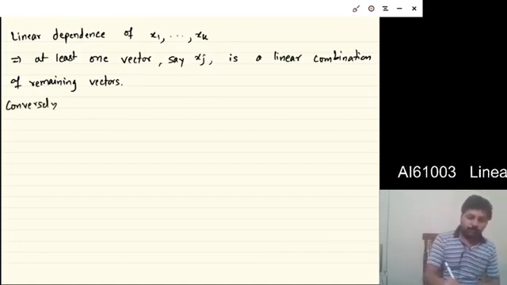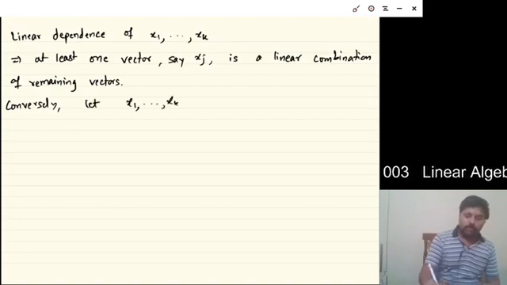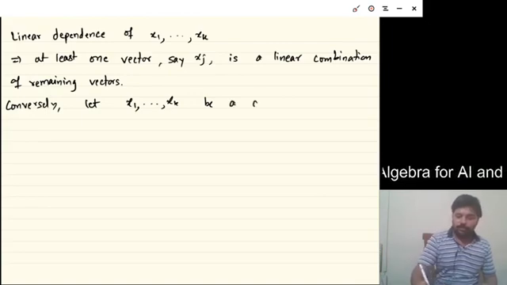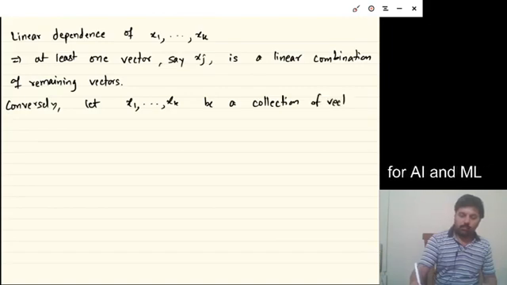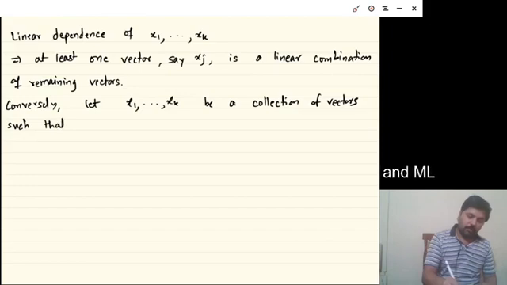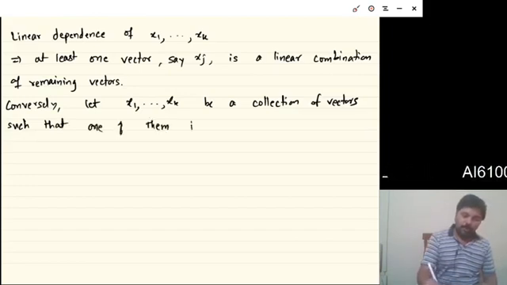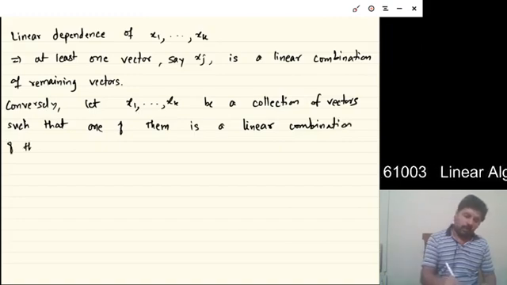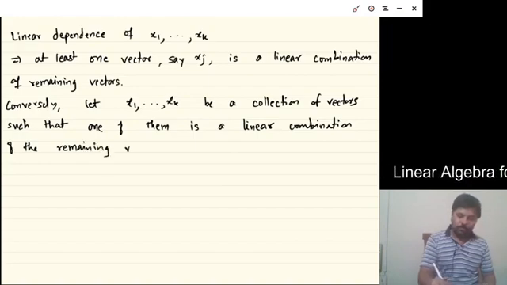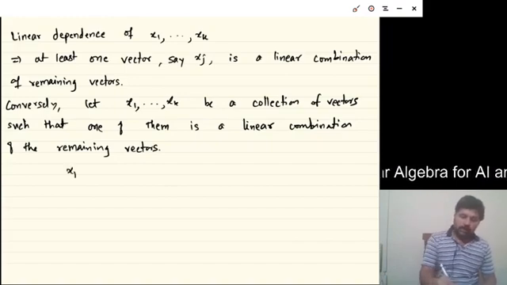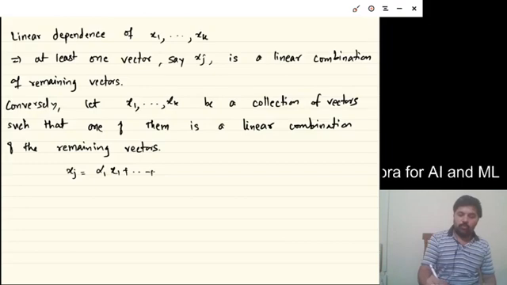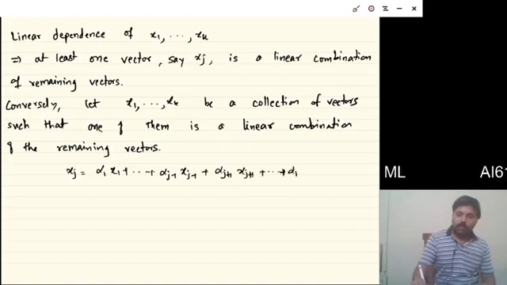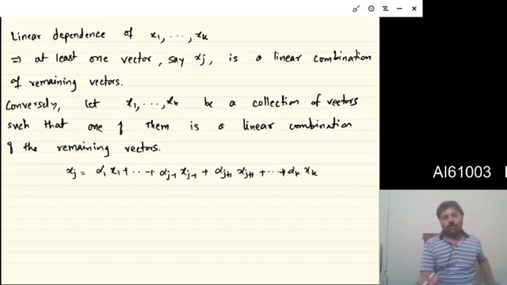Conversely, let x1 up to xk be a collection of vectors such that one of them is a linear combination of the remaining vectors. Let us say xj is some linear combination alpha 1 x1 plus so on and so forth, alpha j minus 1 xj minus 1 plus alpha j plus 1 xj plus 1 plus so on and so forth, alpha k xk. That's the linear combination. That's the way it depends.